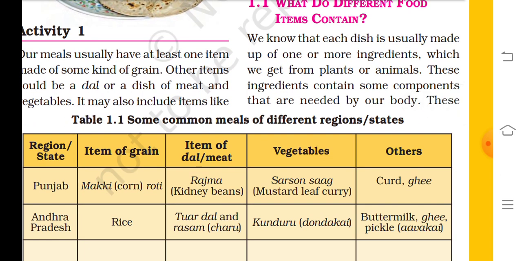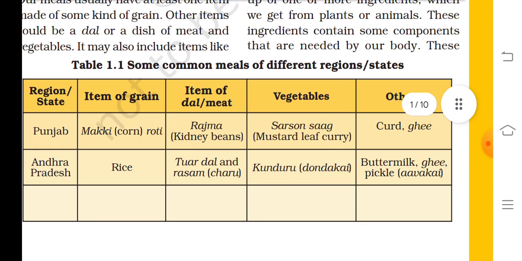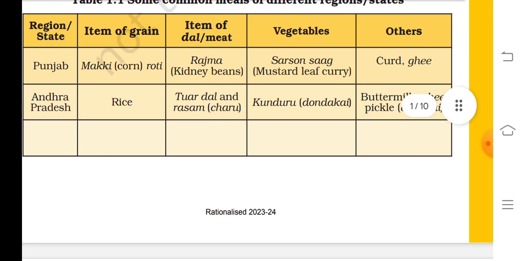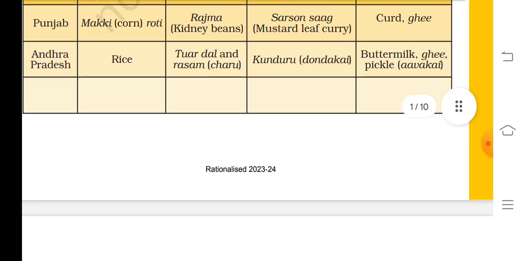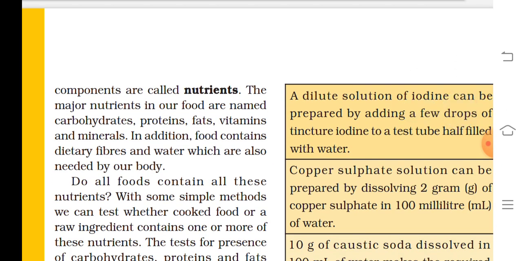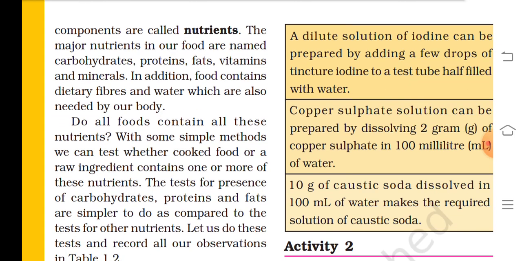We know that each dish is usually made up of one or more ingredients which we get from plants or animals. These ingredients contain some components that are needed by our body. Punjab: makai roti, rajma (kidney beans), sarson saag (mustard leaf curry), curd, ghee. Andhra Pradesh: rice, tuar dal and rasam, buttermilk, ghee, pickles. These components are called nutrients.